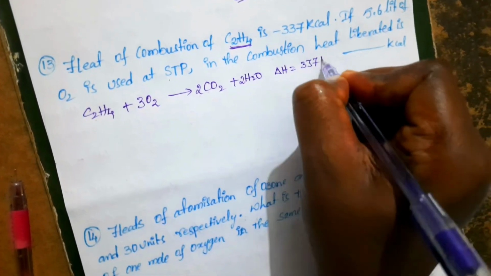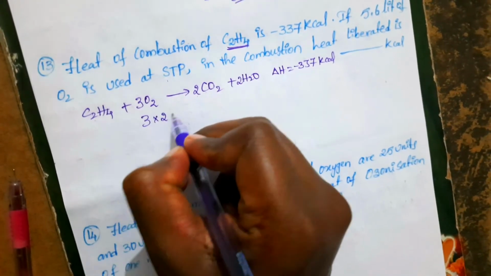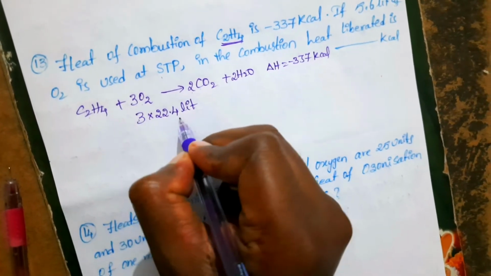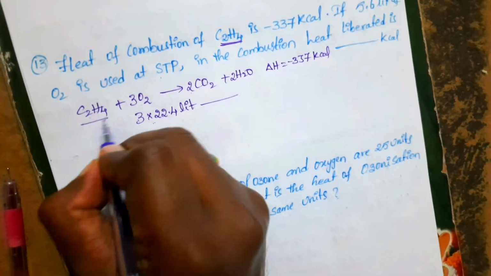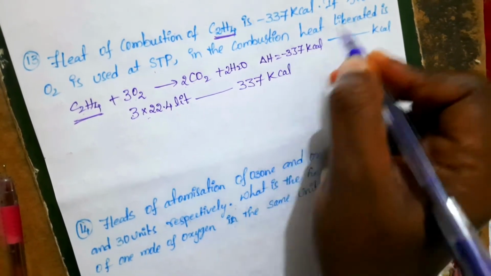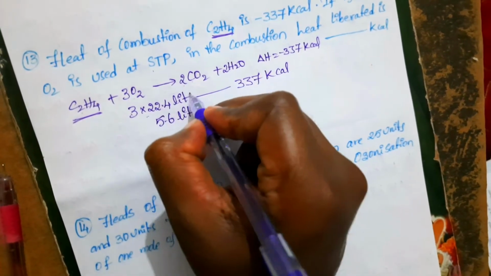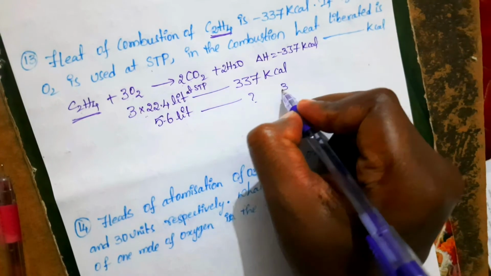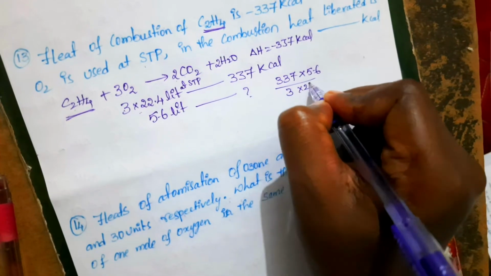337 kilocalories of heat energy is released when 3 moles of oxygen are used. 1 mole of oxygen volume is how much? 22.4 liter. So 3 moles of oxygen, it will be 3 into 22.4 liter of oxygen utilized for the combustion of this C2H4. We'll get 337 kilocalorie of heat energy. If we use only 5.6 liter of oxygen at STP, how much heat is liberated? They are asking. 337 into 5.6 by 3 into 22.4 liter it is.